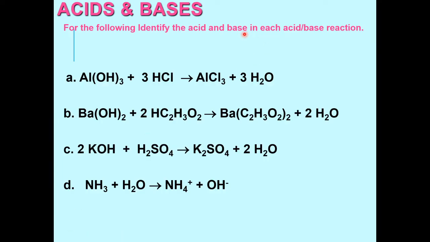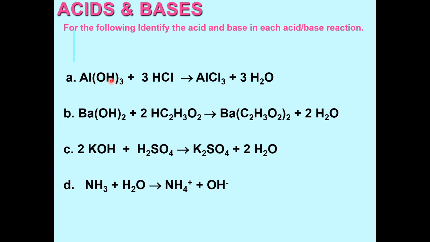So let's look at these examples and see if we can identify the acids and the bases in each one. Relatively simple process here. Just look for the transfer of that hydrogen and look to who's accepting it. So here we have HCl and aluminum hydroxide. Well, HCl, hydrogen up front. Boom. It's going to donate that hydrogen here.